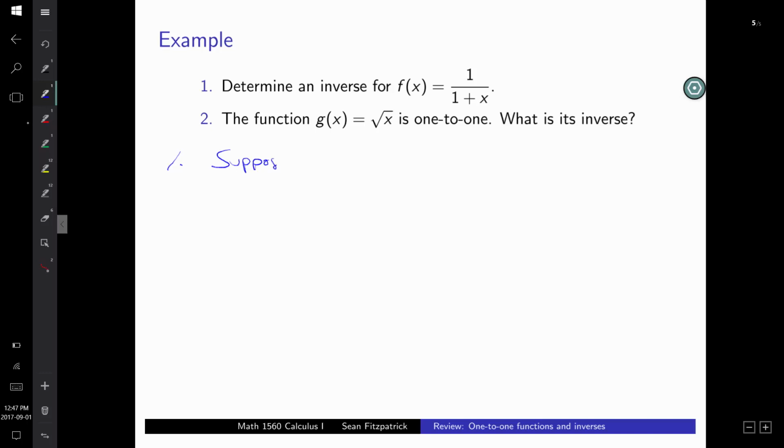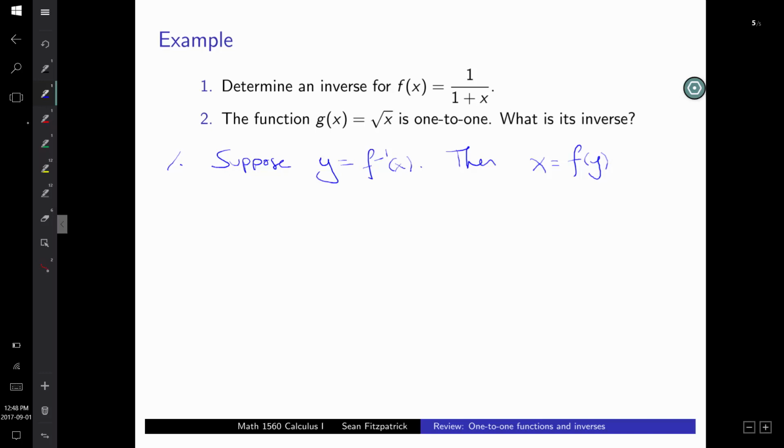So let's suppose y equals f inverse of x. Well, we know what the definition tells us is that that means x has to equal f of y. But what is f of y? Well, we know how functions work. This function notation means whatever you put in the brackets there, you plug in where you see the x on the right hand side.